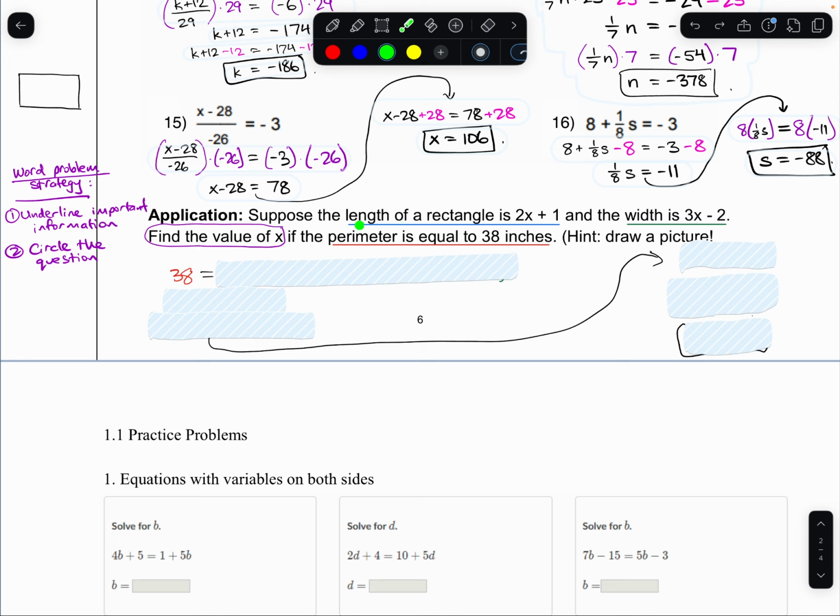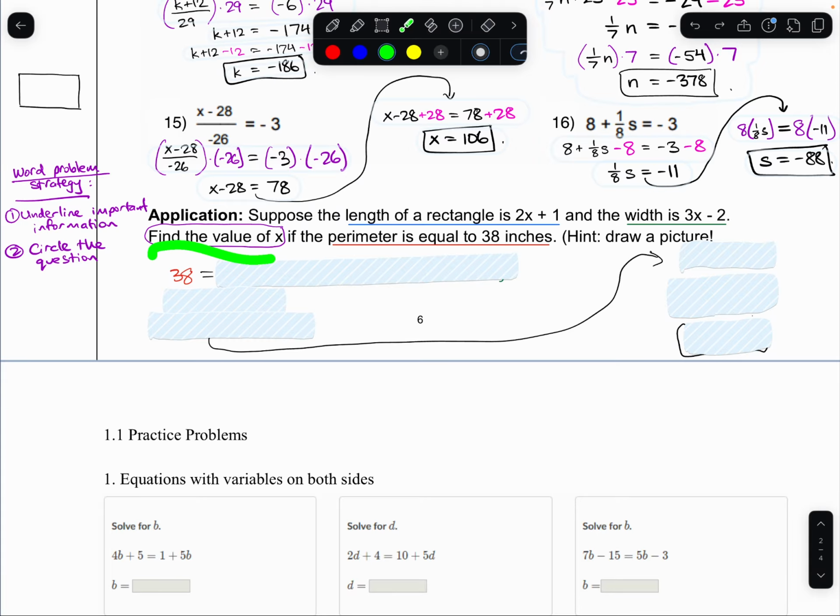So it gave us three pieces of information. It told us the length, underline that. It told us the width, underline that. And it told us the perimeter, underline that. In this case, it's not really phrased as a question, but what we are told or asked to find is the value of x. It's really important you circle the question so that you can look back when you think you have your answer and double check that you answered the question.